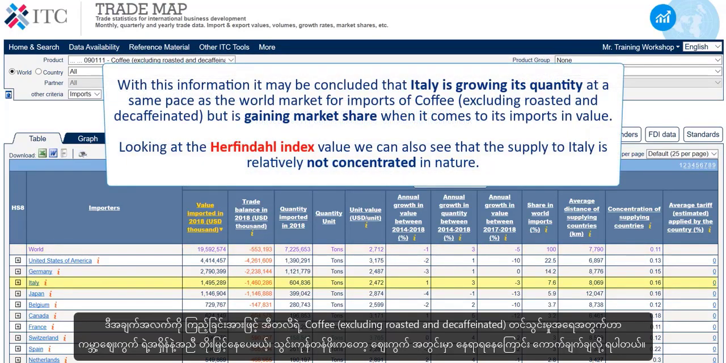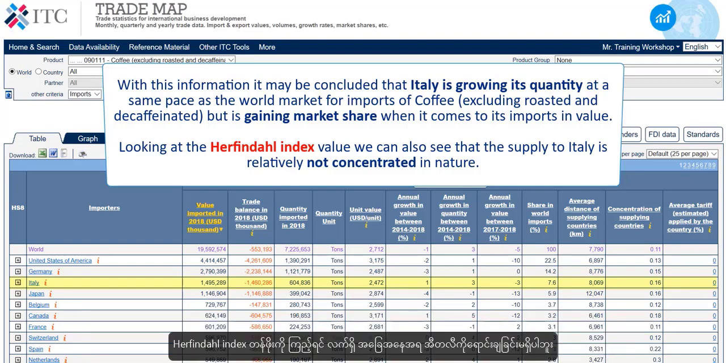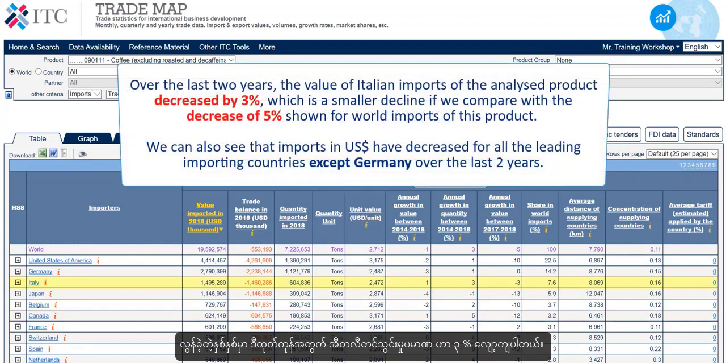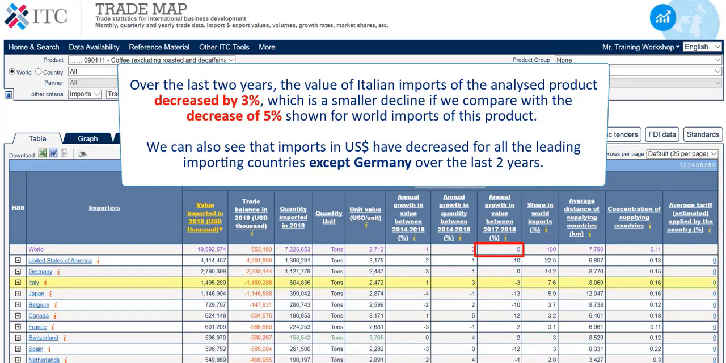With this information, it may be concluded that Italy is growing its quantity at the same pace as the world market for imports of coffee, excluding roasted and decaffeinated, but is gaining market share when it comes to its imports in value. Looking at the Herfindahl index value, we can also see that the supply to Italy is relatively not concentrated in nature. Over the last 2 years, the value of Italian imports of the analyzed product decreased by 3%, which is a smaller decline if we compare with the decrease of 5% shown for world imports of this product.